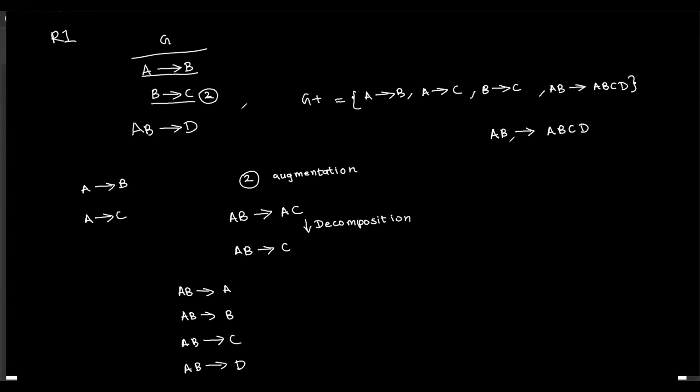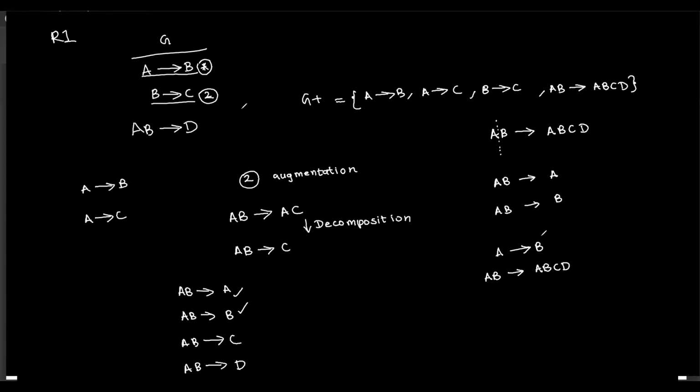But the thing is, if we can divide this, we can say AB functionally determines A as given here. AB functionally determines B. But A functionally determines B is already given. And we also have AB functionally determines ABCD.